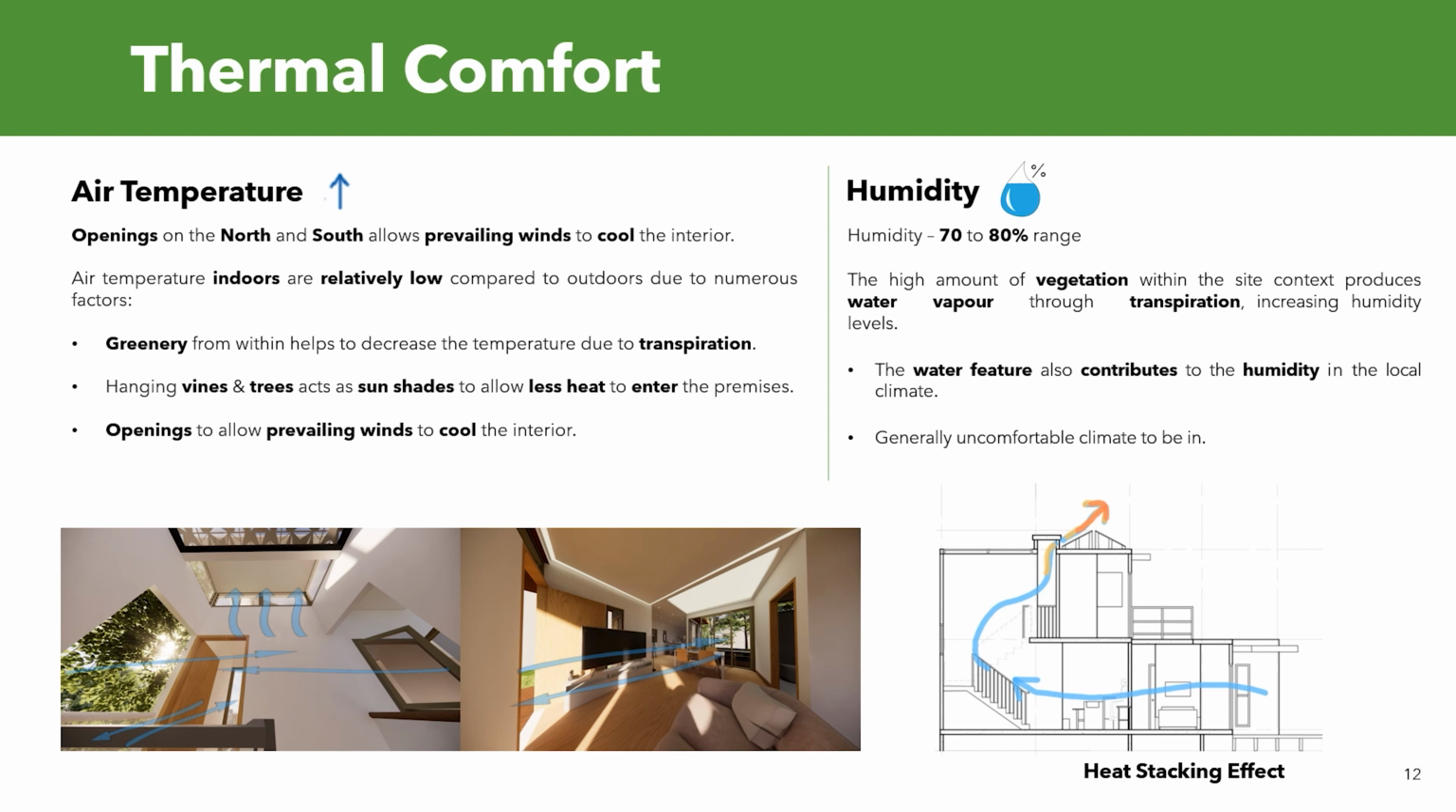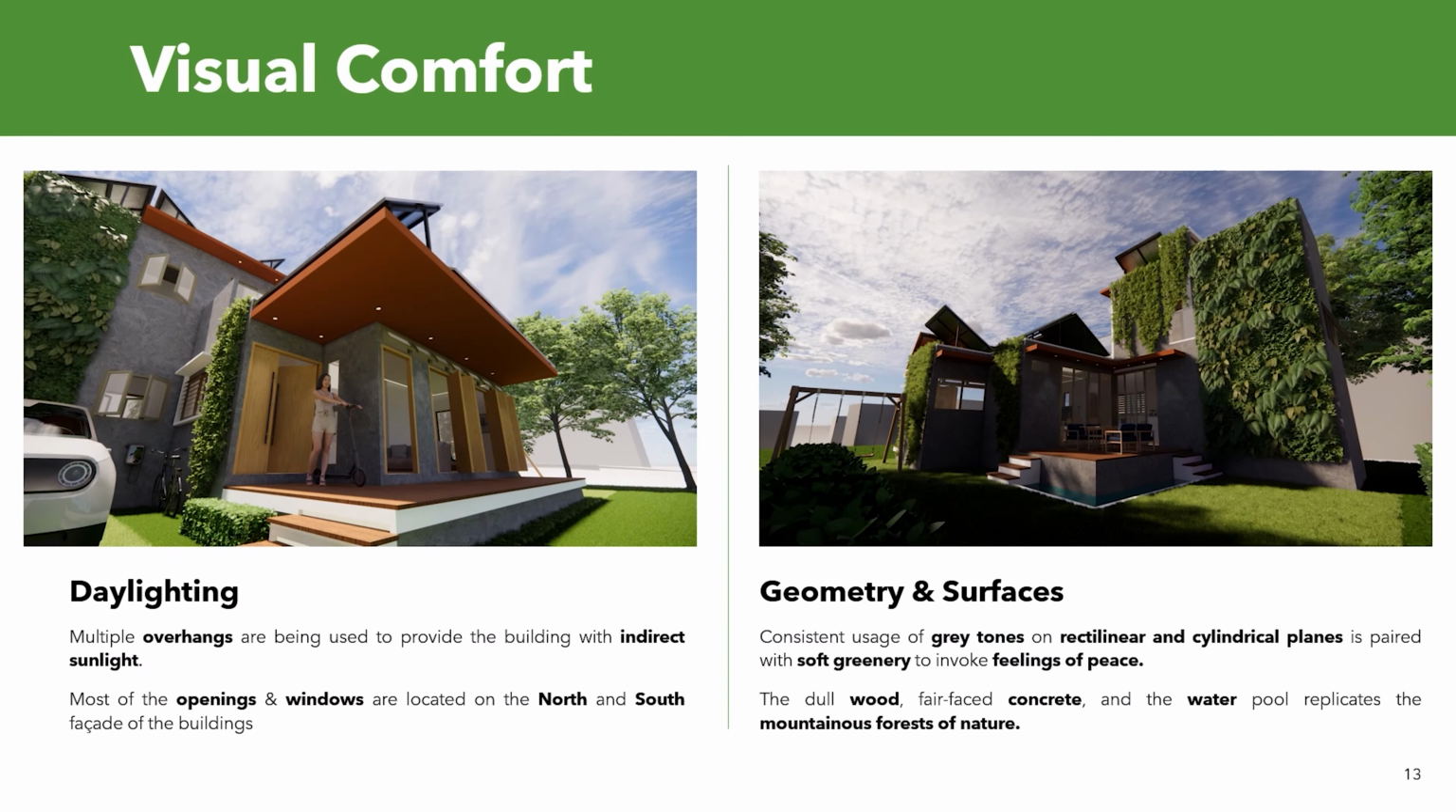The diagram on the bottom left shows the heat stacking effect taking place and the cross ventilation on both sides of the building. Cross ventilation can also occur at the living room in level 1. Many overhangs are being used to provide the building with indirect sunlight. Most of the openings and windows are located in the north and south facade of the building, and there is a consistent use of grey tones throughout the building.